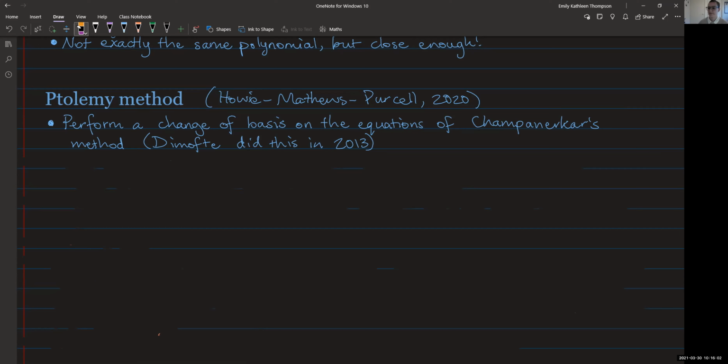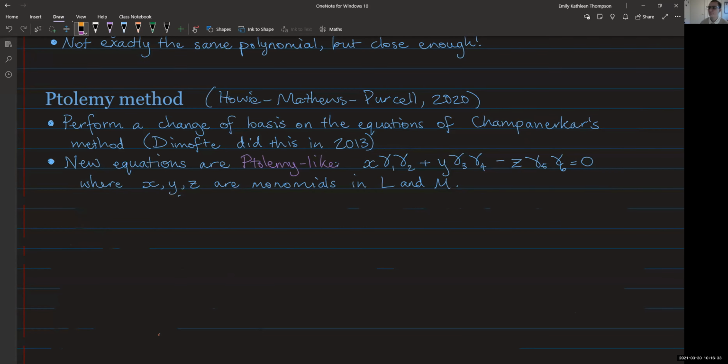And so this was originally done by Dehn. He did this in 2013, but he's coming from a very physicsy perspective, and so that paper is incredibly hard to read for someone like me. But basically, Howie, Mathews, Purcell do the same change of basis, but then they apply the results in the setting of Dehn filling. So that's sort of the emphasis here.